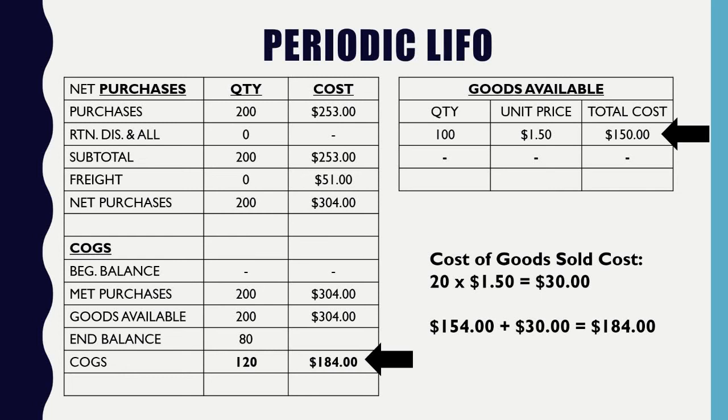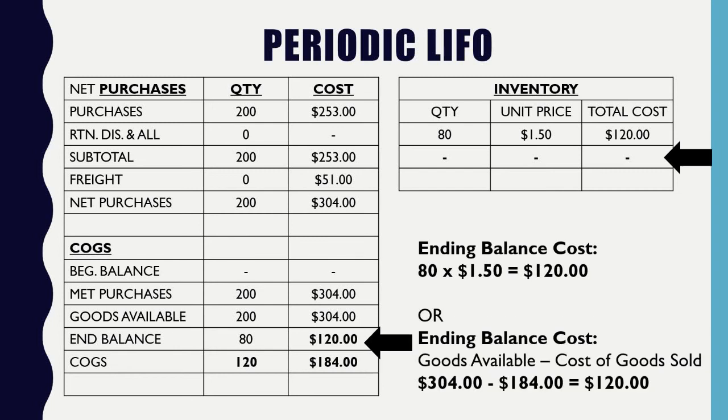Okay? And of course, now I need to solve for my ending inventory. By taking those 20 units out, you're going to be left with 80, which is perfect because that's exactly how much you should have left on hand. So in this case, there are two ways you could solve for ending inventory, whichever one makes it easier for you. You can just calculate 80 times $1.50. You'd get $120, right?